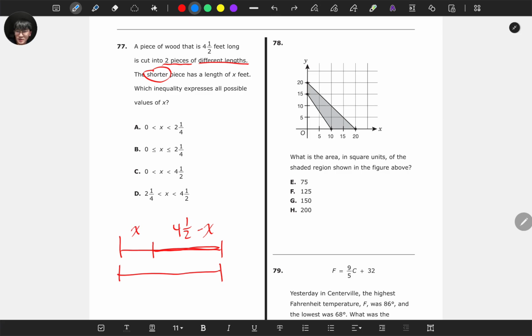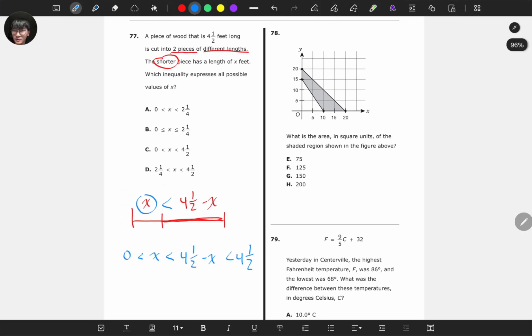Okay, and now you need to find out what are all possible values for x. Okay, so first of all, these are talking about length, so I know that x has to be greater than 0. And I also know that the shorter piece is x, so that means that this is true: x is less than 4.5 minus x. Okay, and also I know that 4.5 minus x has to be less than 4.5. Okay, so now what can we do here?